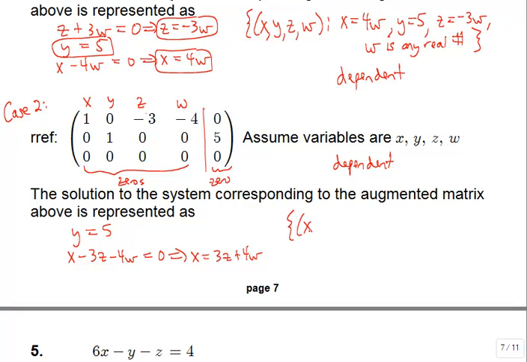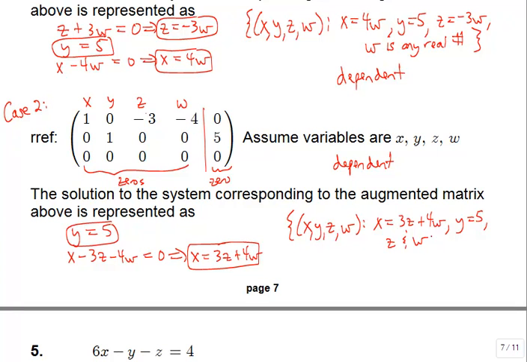Now here's how we're going to write our answer. Curly brace, X, comma Y, comma Z, comma W. And then what is X supposed to be? Well, in terms of the other two, X is 3Z plus 4W. What's Y? I knew Y was 5. What's Z? There wasn't any restriction on Z. And what's W? There was no restriction on W either. So Z and W can be any real number.